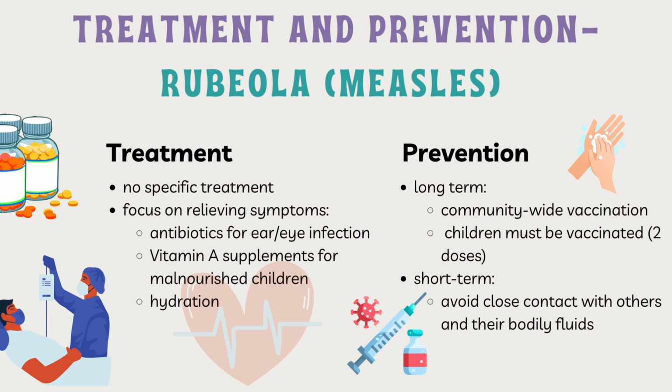Some prevention: long term prevention, community-wide vaccination is the best long term prevention. Children must be vaccinated as well, which takes 2 doses. Short term prevention is to avoid close contact with others and their bodily fluids. Of course, wash your hands.